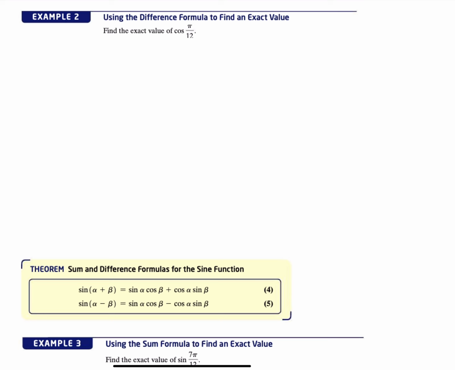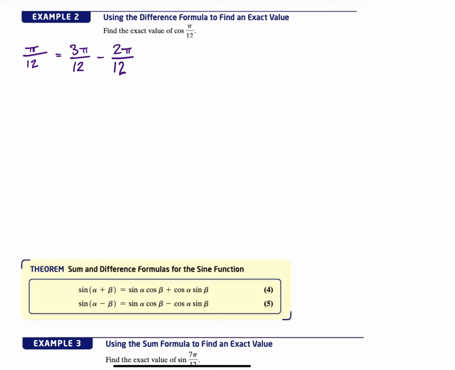So pi over 12 is not one of our core unit circle angles, so I'm going to try and express this as a sum or difference of two other angles. And this might take a little bit of guess and check, especially since we have this denominator of 12. So I can try using some numerators that will end up simplifying the denominator. Like I have 1 pi in my numerator, and I know 3 and 2 both go into 12, so I can try expressing this as 3 pi over 12 minus 2 pi over 12. That will give me the 1 pi over 12.